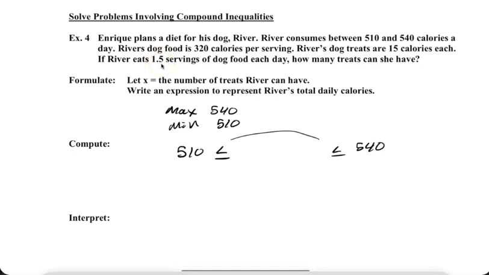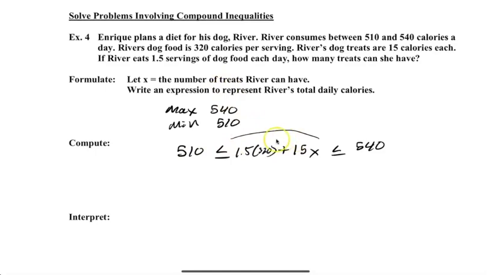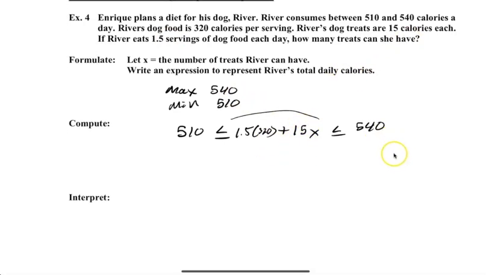So that has to be 1.5 times 320 plus our dog treats. And dog treats are 15 calories each. So remember, we're trying to figure out how many dog treats we could give her. So it's going to be plus 15x. That's a middle expression, right? The lowest you can have is 510. This should be 320, not 30. Sorry about that. They have 320 times 1.5 each day, and we're trying to figure out how many dog treats, which are 15 each. So we set this equation. And now we have to solve it.